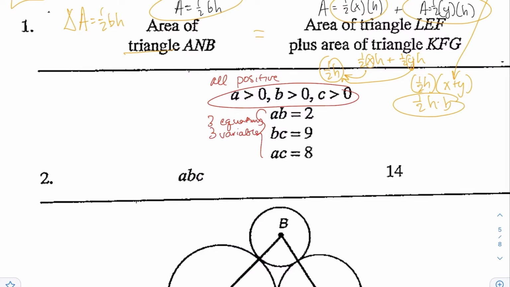You can use substitution or elimination to solve for any of the individual variables. However, we actually don't need to solve for any of the individual variables. We only need to solve for the product of A times B times C. So here, if you take a look at these equations on the left side, if you multiply everything together on the left side, you actually get A squared times B squared times C squared.